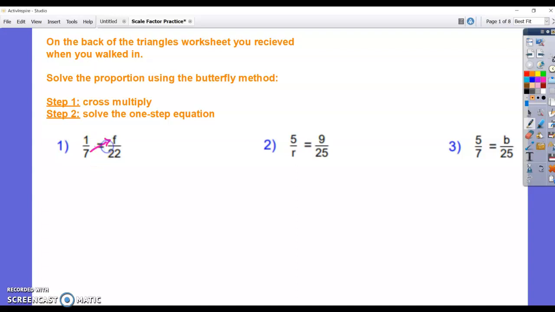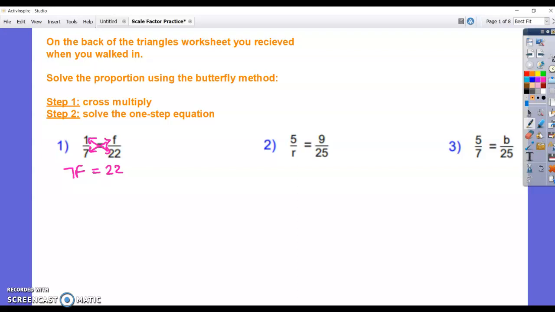times my variable first. So 7 times f is 7f. That way the variable ends up on the left side. That's just preference. We like to see the variable on the left side. 1 times 22 is 22. And then we have to get f by itself.